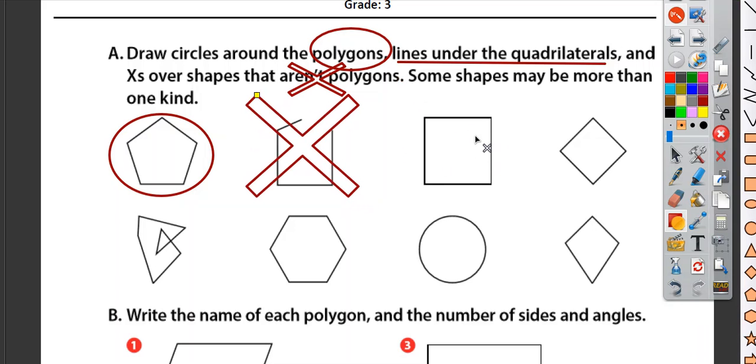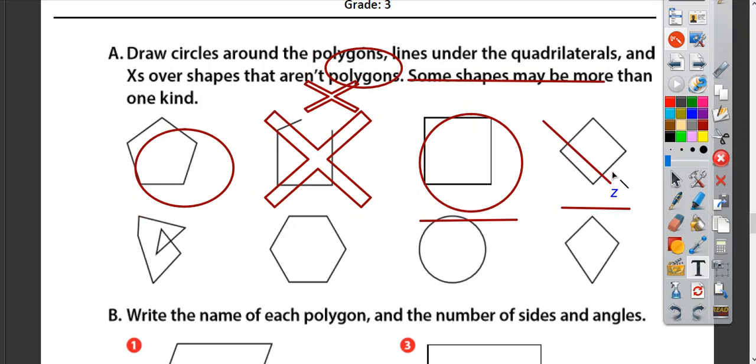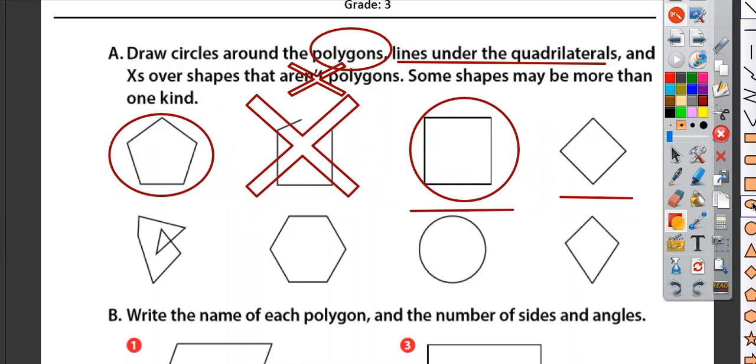Is this a polygon? Yes, it is. So circle. Is it a quadrilateral? Yes, it is. So underline also. Is this a quadrilateral? Yes. Underline. Is it a polygon? Yes, it is. So as you can see, all the quadrilaterals are polygons. So this is also a polygon.